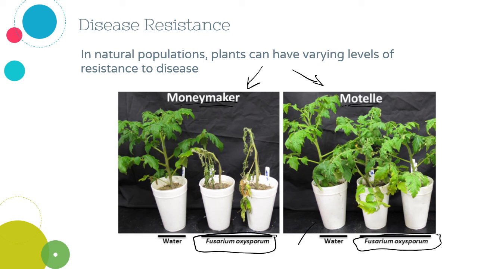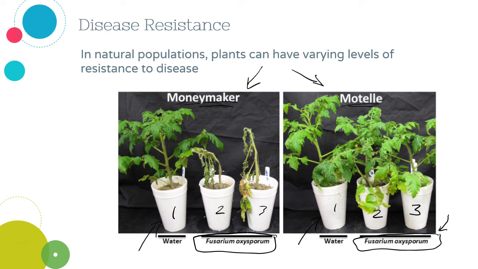So here's what they look like normally, right? These two on the left were both just given water. The number ones were given water, and number 2 and 3 were both given water with this fungal pathogen in it. And 2 and 3 of the Moneymaker died. They couldn't hack it. 2 and 3 of the Motel variety, which would have a different genetic sequence for some particular or potentially many genes, that would allow them to potentially recognize or be less susceptible in some way to this Fusarium pathogen, right?